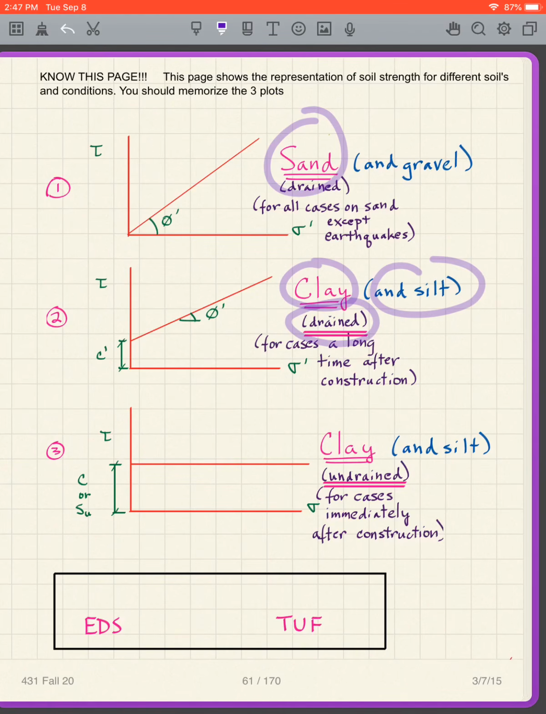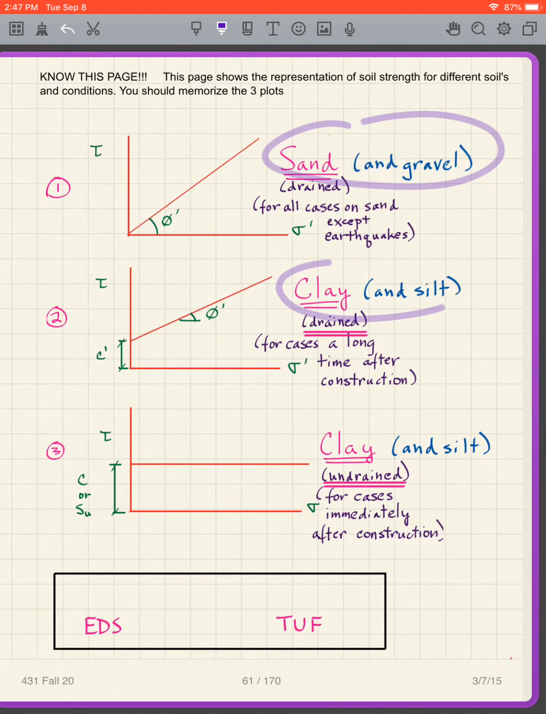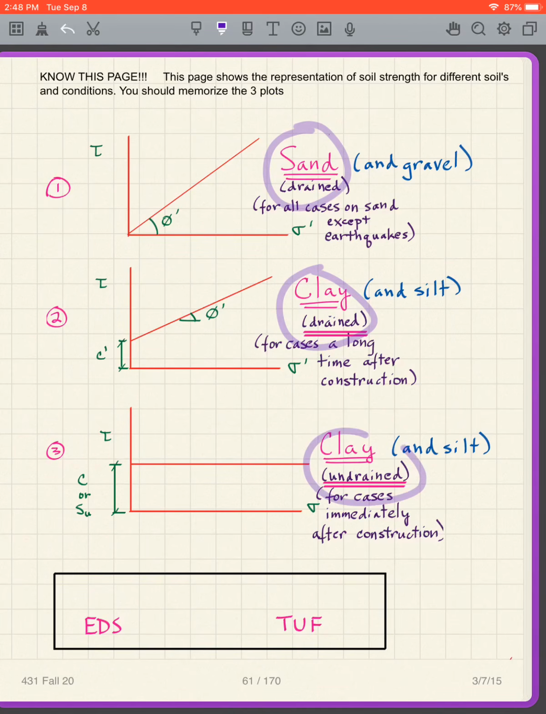So let's do it this way. We group sand and gravel, and we group clay and silt. That's the first thing. I'm going to quite often just refer to sand and clay, and you should know that that could be gravel and silt. Sand and gravel are grouped together, clay and silt grouped together. But now I'm just going to use sand and clay. So up here is sand drained, clay drained, clay undrained. And these are what the failure envelopes look like.